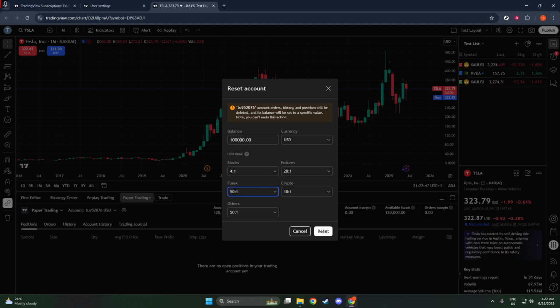So there you have it. By following these simple steps to adjust leverage in TradingView paper trading, you're opening doors to refine your techniques and improve your trading literacy in a safe and controlled manner.